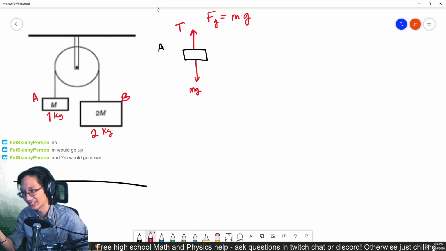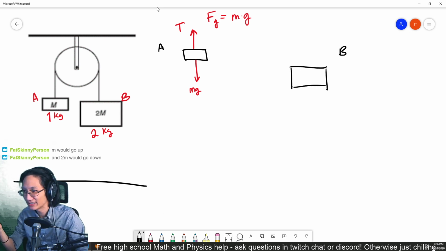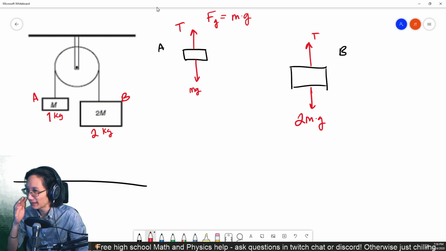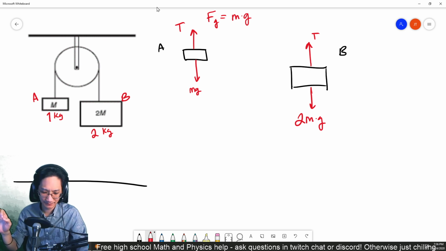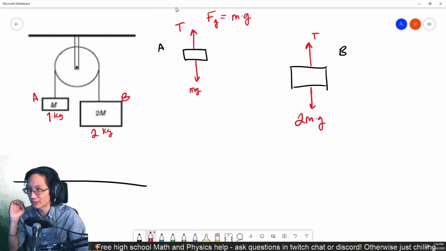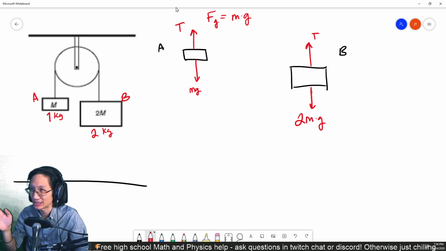So let's do that. If we look at block B, block B is a fat boy, and he's got a force of gravity downwards, which this time has magnitude 2m times g, and then he also has the same tension force up. Now it's worth noting that for a single piece of rope, the tension should be the same at every point along the rope. So this rope is one big continuous rope. He should have the same tension on the left as on the right. So I'm going to reuse the variable T here because it's the same tension.